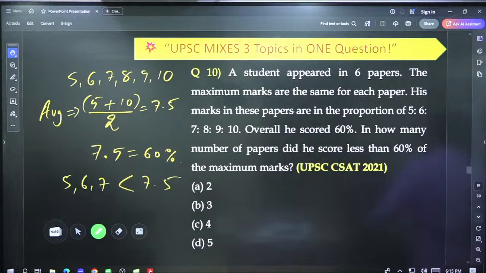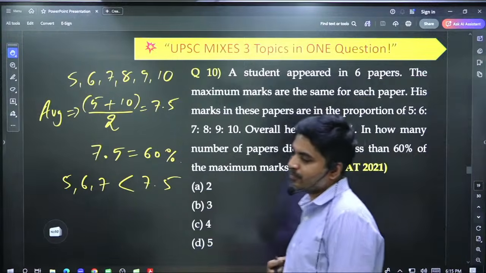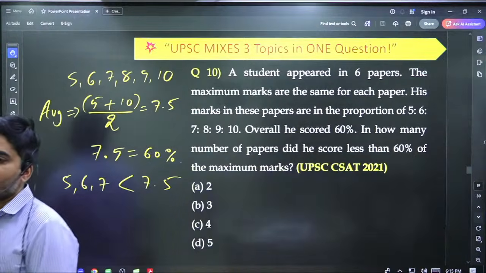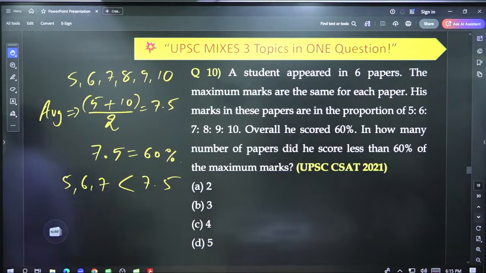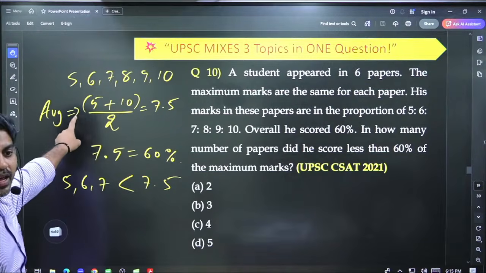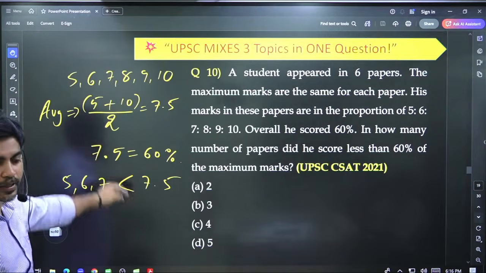All methods are lengthy. This method is not easy. Okay, na? Whenever consecutive numbers, equally spaced numbers, arithmetic progression series are given, how to find average? First number plus last number by 2. This is really a very important concept in averages. Okay.